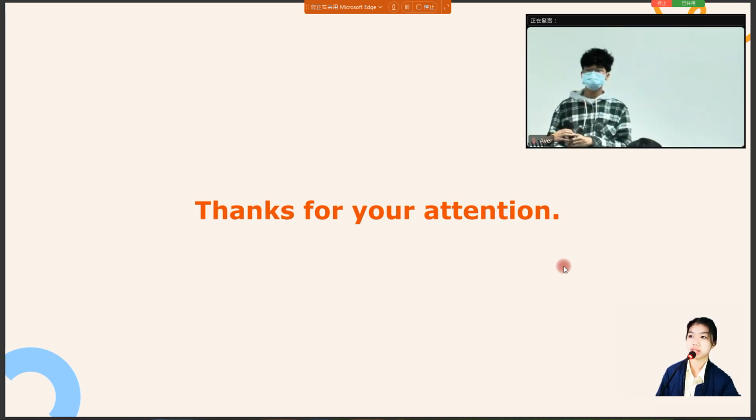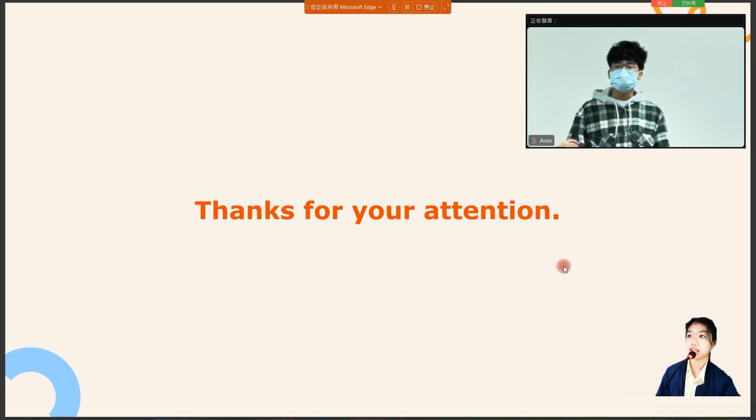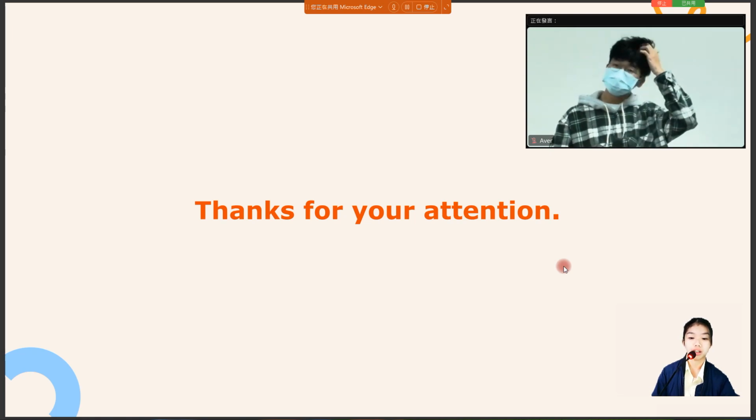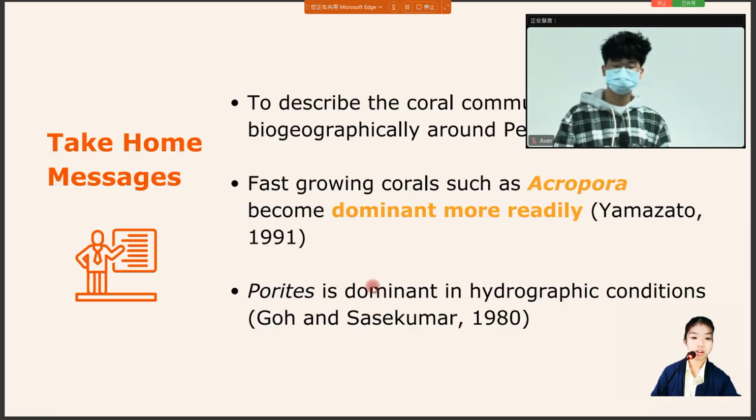To repeat your question, why is Acropora more dominant compared to the others, right? It's an extension question, but I believe they have done research before, by Yamazato in 1991. They found that it's because it's fast growing. That's why it becomes dominant more readily in normal conditions. But for hydrographic conditions, it is Porites that is favored compared to Acropora and other species. Hope it answers your question. Thank you.